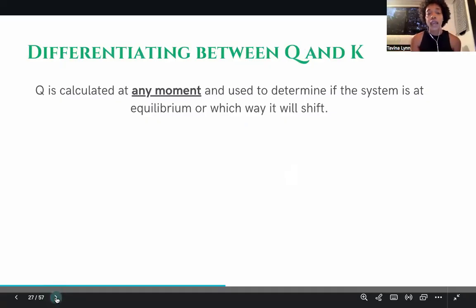Now, their expressions are the same, Q and K, right? But what is the difference? There is a clear differentiation. So Q, our reaction quotient, is calculated at any moment. As the reaction proceeds, it doesn't immediately jump to equilibrium, but we can write Q at any moment. And it also is used to determine if the system is at equilibrium or which way it will shift. And we're going to come back to that in another video.